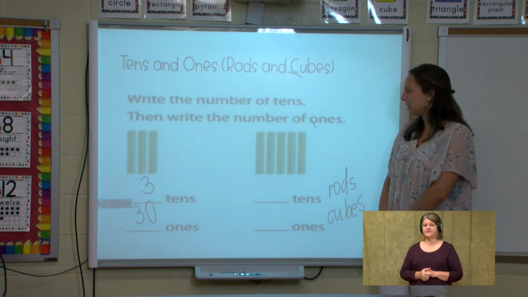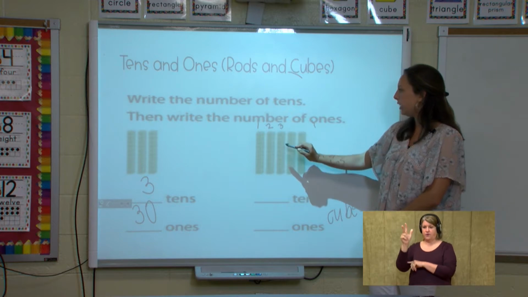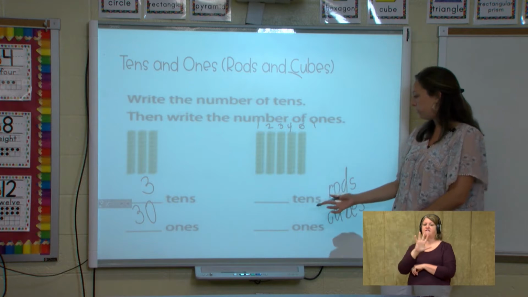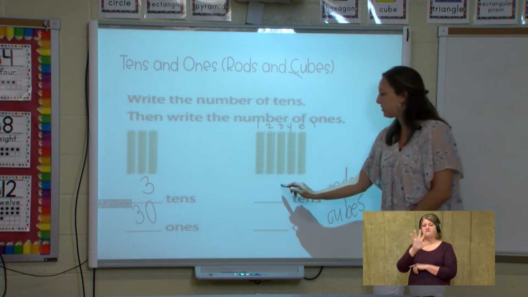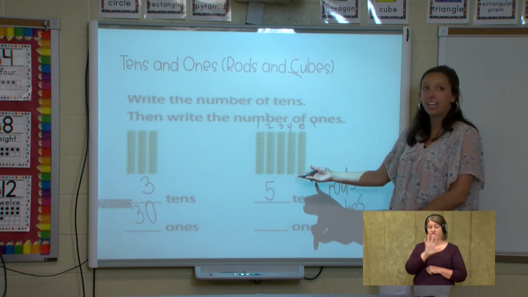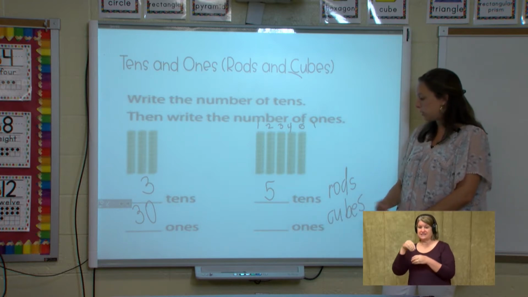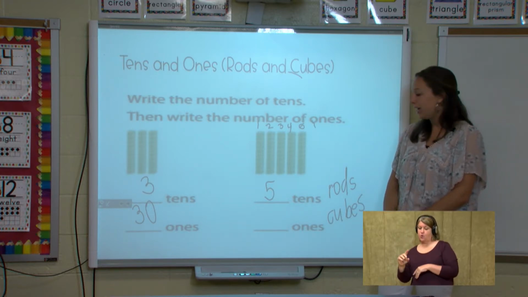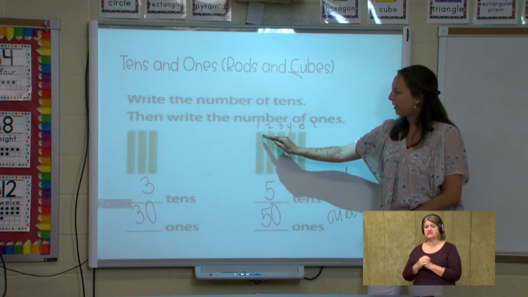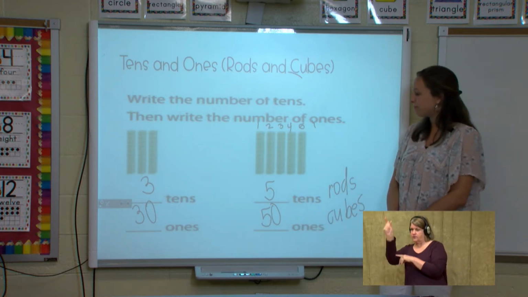Okay, let's take a look. We have 1, 2, 3, 4, 5 tens, or 5 rods. So that is 5 groups of 10. If there's 5 groups of 10 and 10 cubes in each rod, how many ones or cubes would you have? You would have 50 ones. If you went through and counted each individual cube, there would be 50.